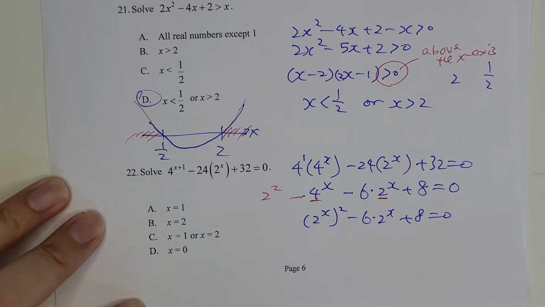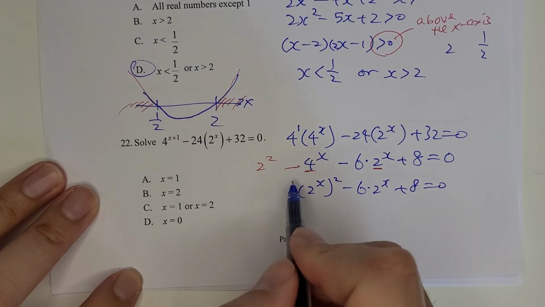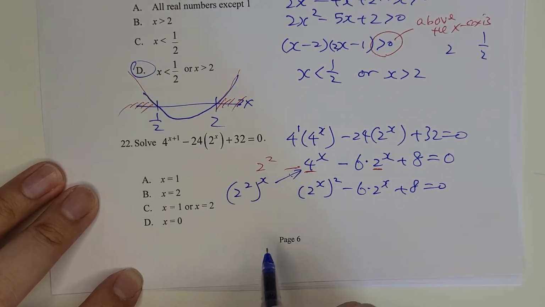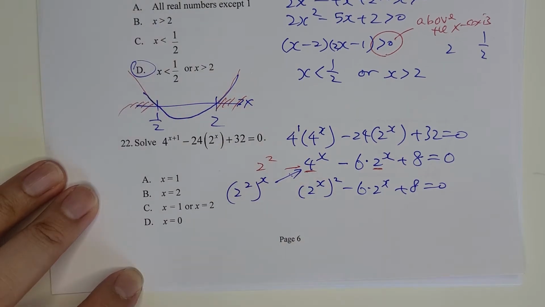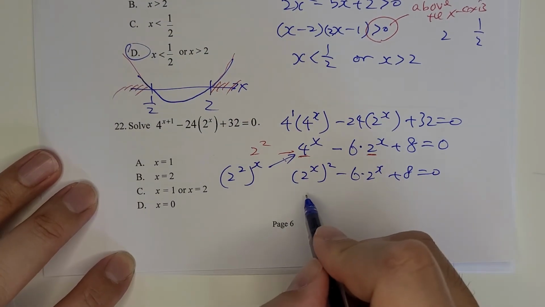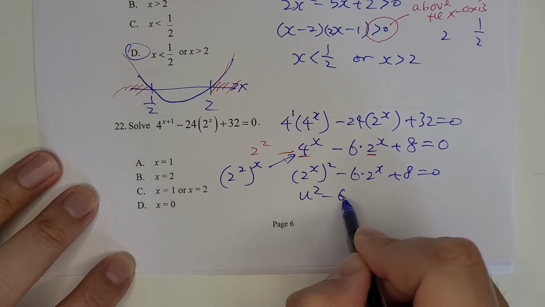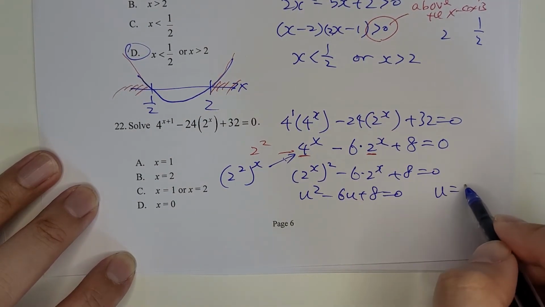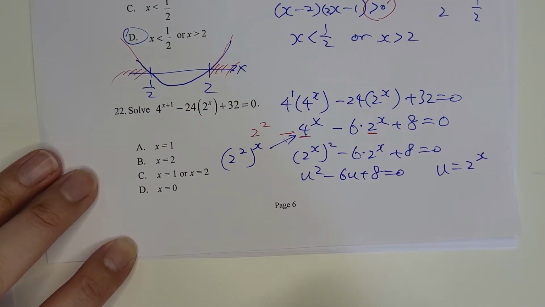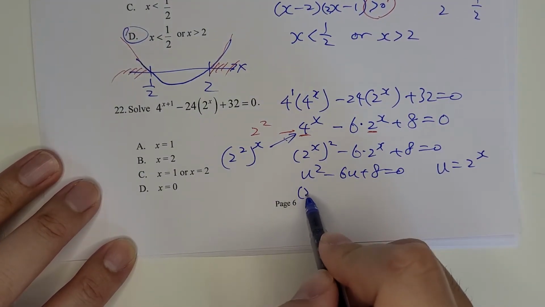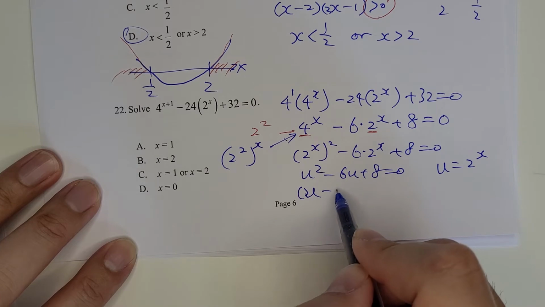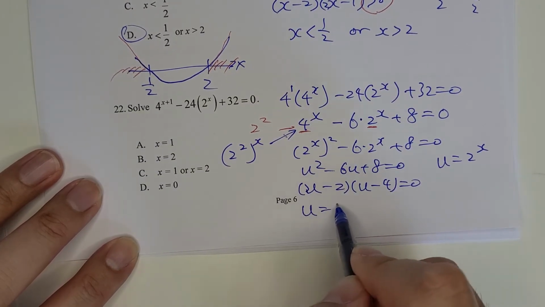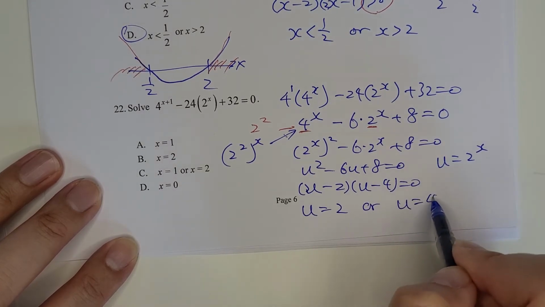Okay? 4 to the power x means 2 squared to the power x, and that means 2 to the x and then bracket squared. Of course, you can change it into u squared minus 6u plus 8 equals 0. And here u is 2 to the power x. So you can solve this directly, right? u minus 2 times u minus 4 equals 0. And therefore u equals 2 or u equals 4.